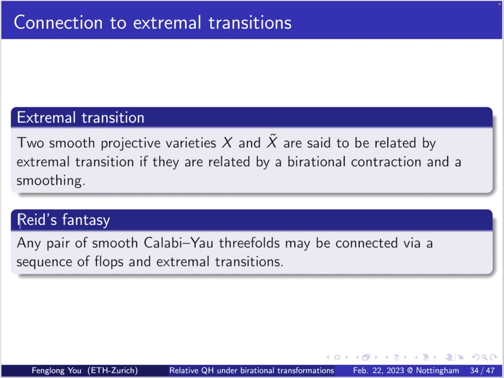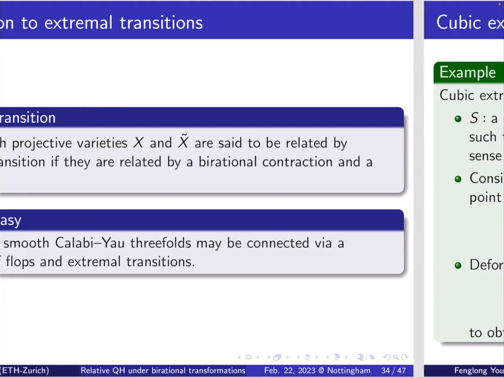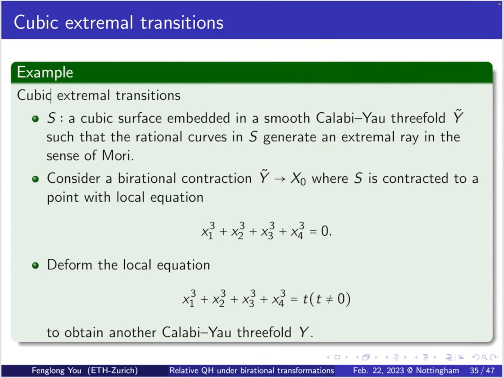There's a famous Reid fantasy that says that any pair of smooth Calabi-Yau threefolds may be connected by a sequence of flops and extremal transitions. So in some sense, if we know how Gromov-Witten theory varies under extremal transitions, then we just need to study Gromov-Witten theory of one Calabi-Yau threefold, and we will know about the Gromov-Witten theory of any Calabi-Yau threefold. An example of an extremal transition is called a cubic extremal transition.